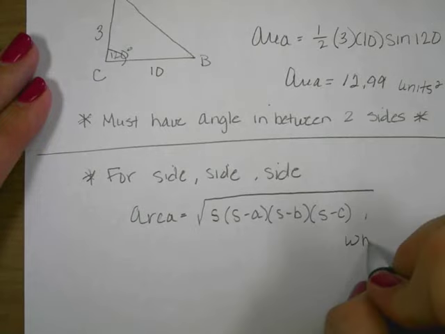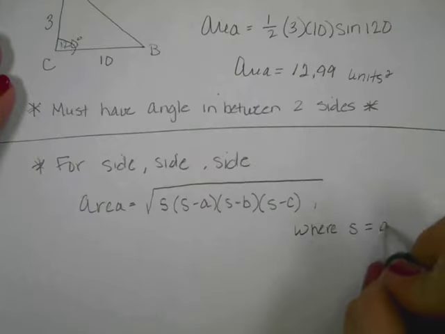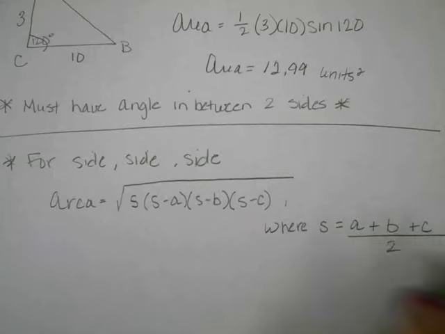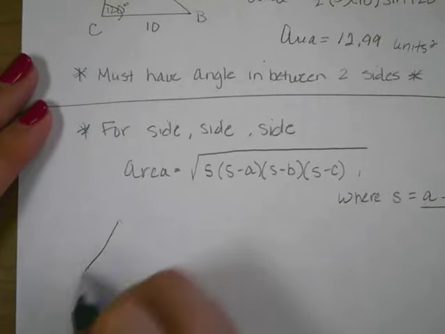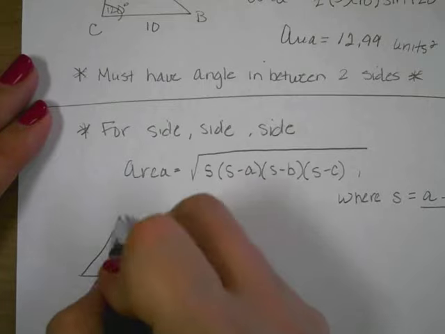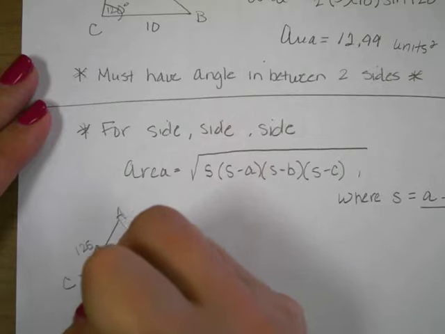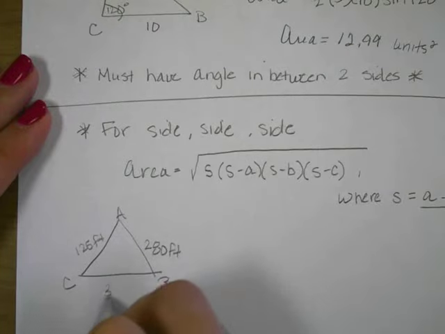Where s is the semiperimeter, a plus b plus c, divided by 2. So add up all the outside edges and divide that by 2. Okay, so let's look at an example. The triangle where I have ABC. Let's say this side is 125 feet, this side is 280 feet, and the third side is 315 feet.